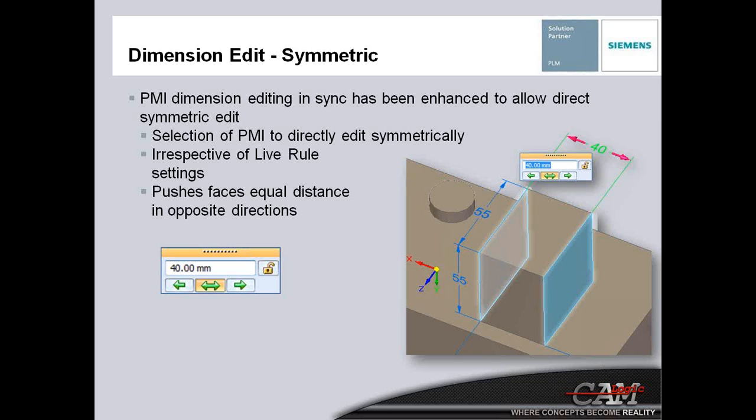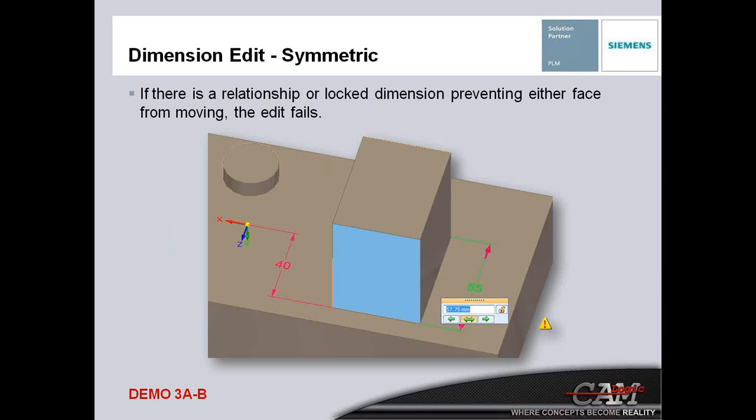So we have the right and the left, and now they've included the symmetric. So we know that when we go in and select PMI dimension, we can go ahead and grab that dimension, and now we can select either right, left, or symmetric to push the faces equally and have that control when we change the dimension. If there is a relationship or lock dimension preventing either face from moving, then it fails.